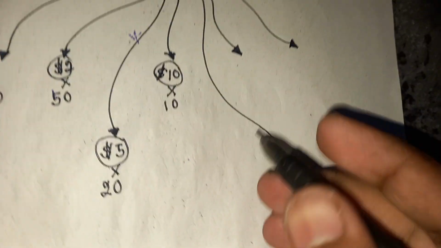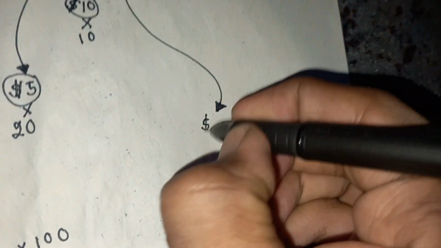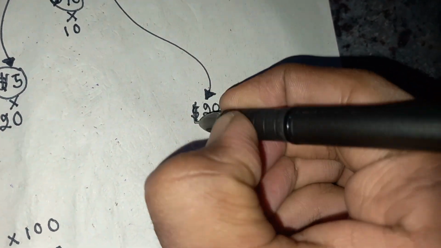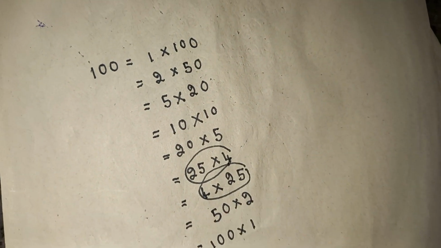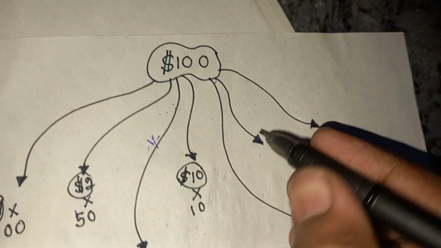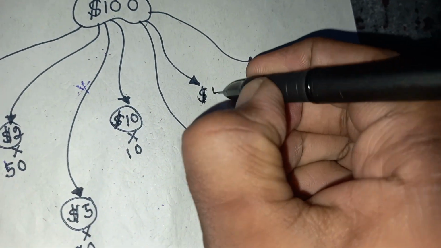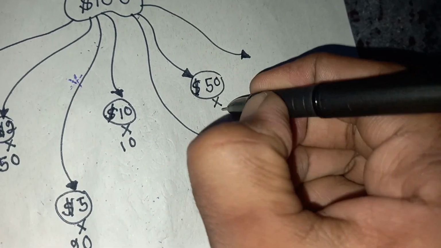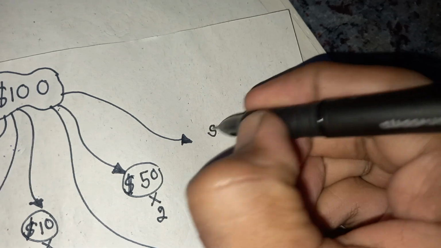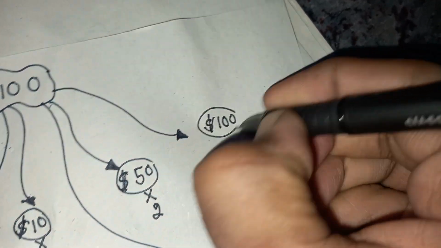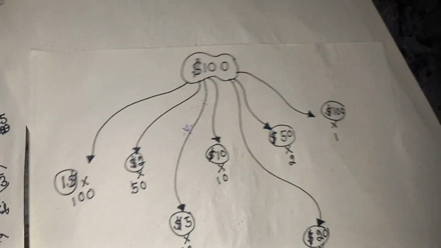And another way is 5 $20 bills. You can take just 5 $20 bills, and it's going to make $100. And in another way, you can take just two $50 bills, and it's going to make $100. And at last, just one bill of $100 makes $100. These are different ways you can make $100.